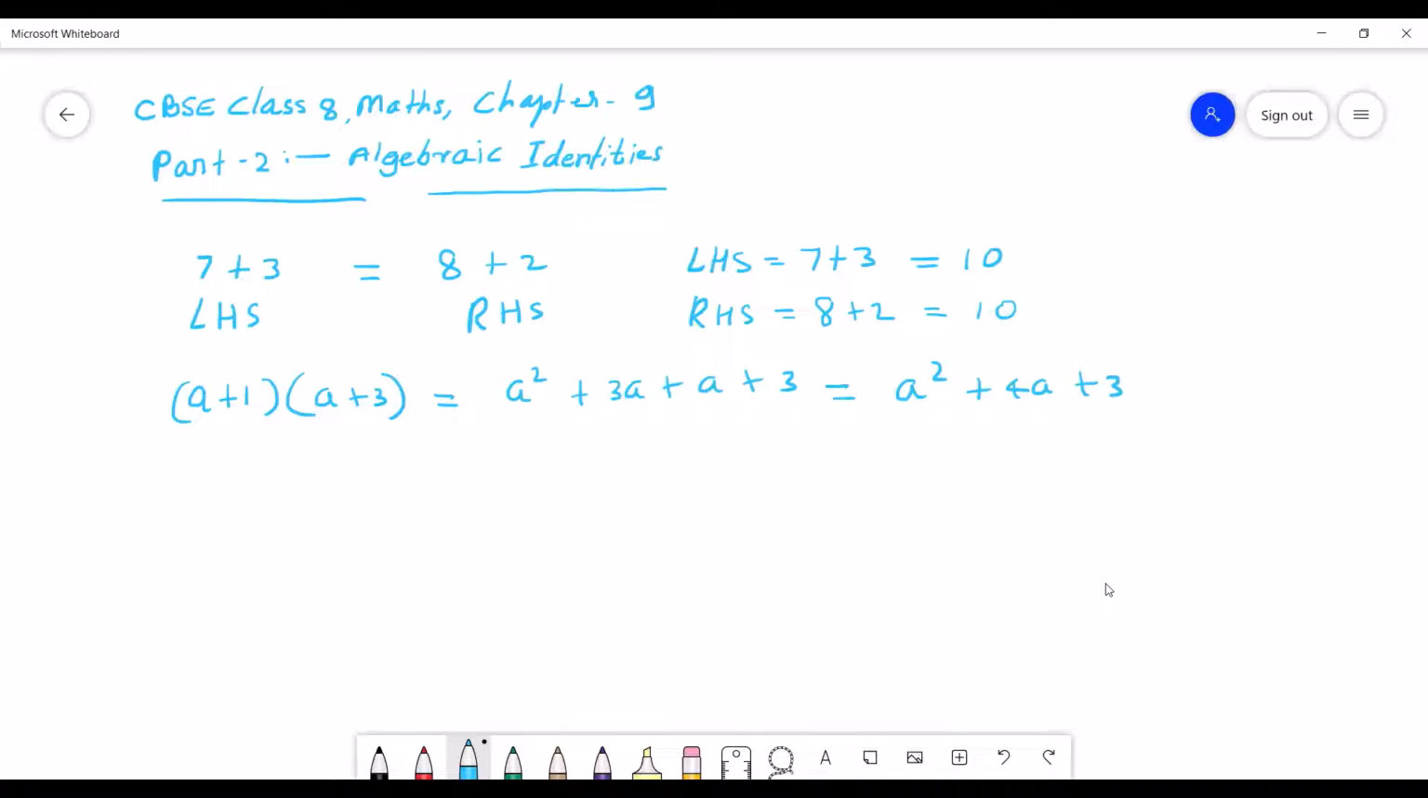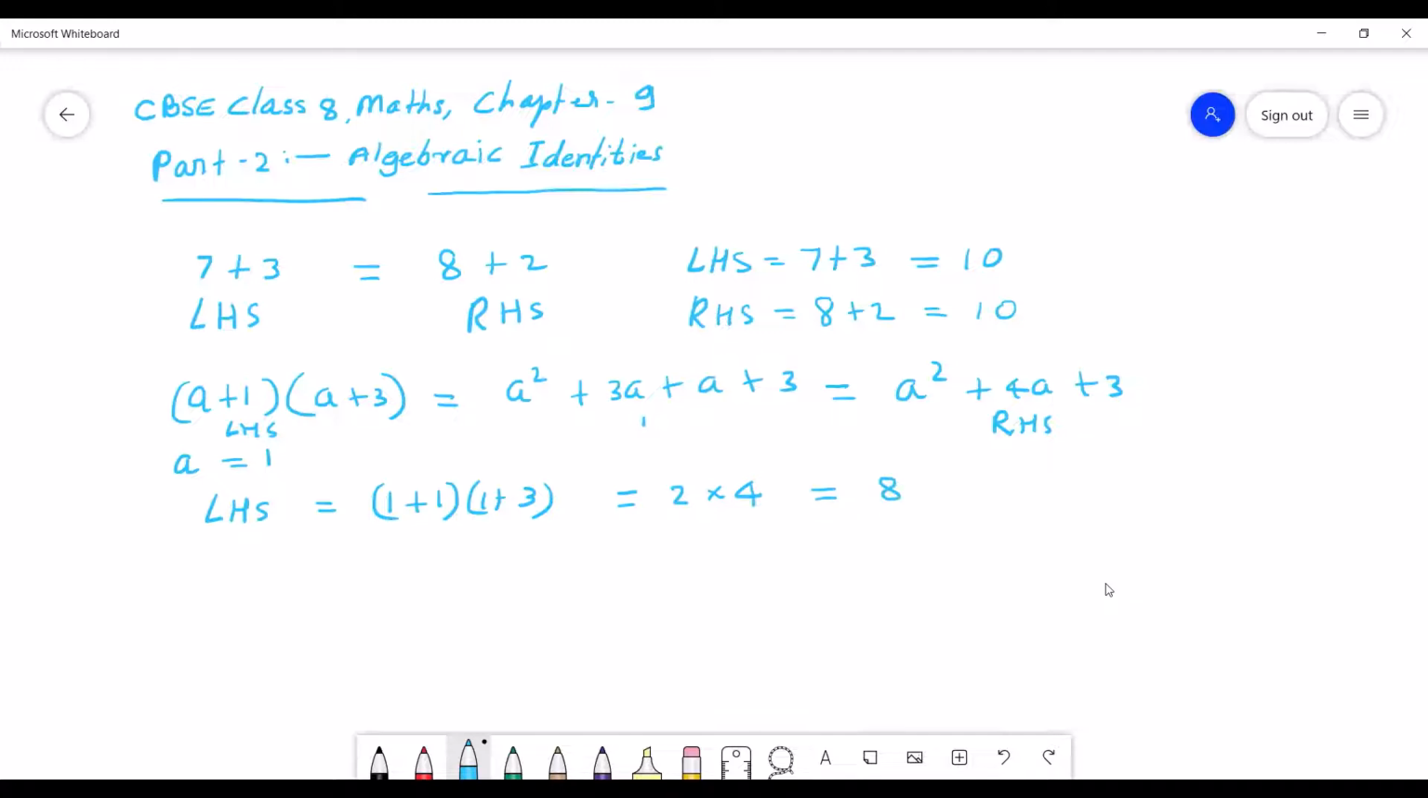Now we don't have any value for a, but suppose I give a value of a as 1, then what will happen? This is the left hand side and this will be the right hand side. So on the left hand side, when I assign a value of 1 to a, what am I going to get? 1 plus 1 into 1 plus 3. So I will get 2 into 4, so the final answer is 8.